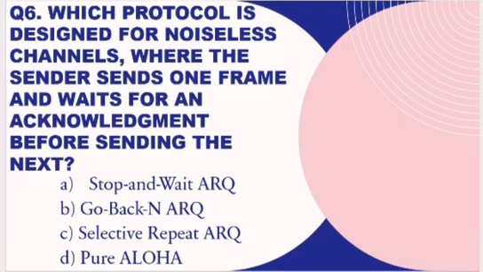Which protocol is designed for a noiseless channel where the sender sends one frame and waits for the acknowledgement before sending the next? Option A, stop and wait ARQ. Option B, go back N ARQ. Option C, selective repeat ARQ. Option D, pure ALOHA. I hope you all have guessed the answer right. So the correct answer for this question is option D.